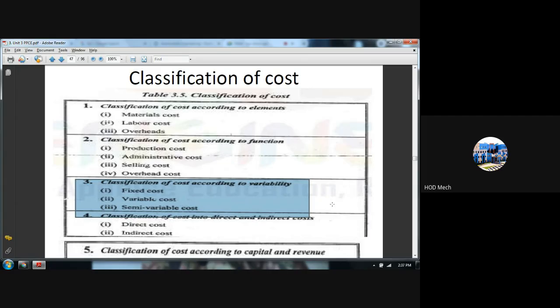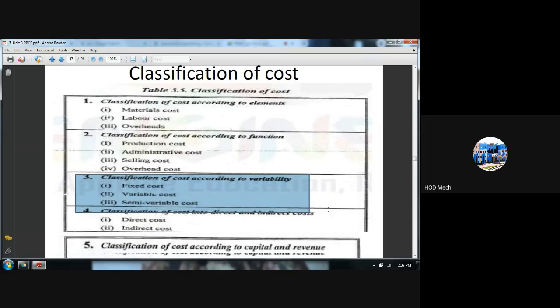Right? So suppose I am having 2 CNC machines. That CNC machine is called fixed cost. Variable cost: when I am going to work on the CNC machine, I may need some other tools, cutting tools, or some lubricant oils or other things for using the CNC machine. Then it is called variable cost. And the third one is semi-variable cost. Right, that we will come and see one by one.